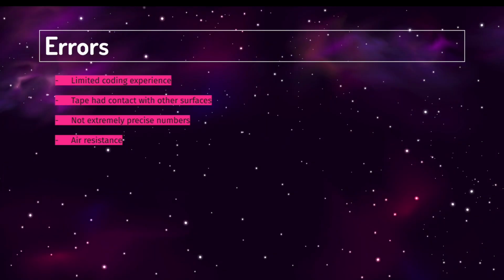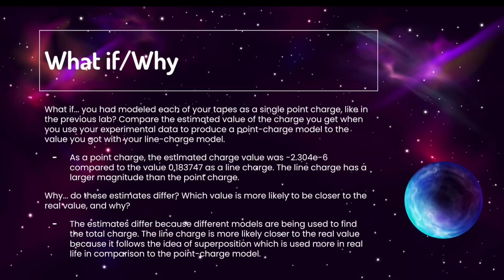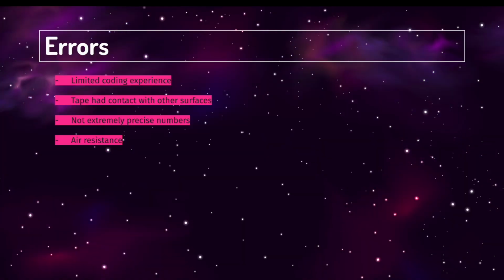So for errors, I definitely have limited coding experience. As you can see, my observed and computer model electric field were a bit different. Although it is correct in the sense that the computer model should have had a larger value, it was probably too large. So if I were to redo this experiment, I would make sure that was better. The tape in the experimental model could also have had contact with other surfaces, neutralizing it. I could have used more precise numbers, did more different parts in superposition, and then finally there could have been air resistance.